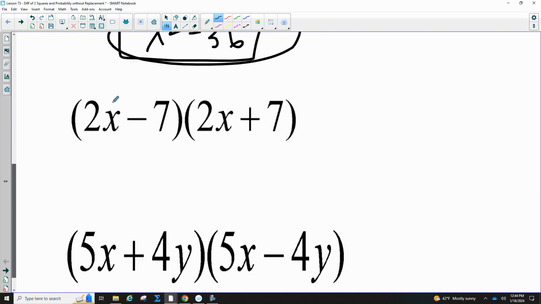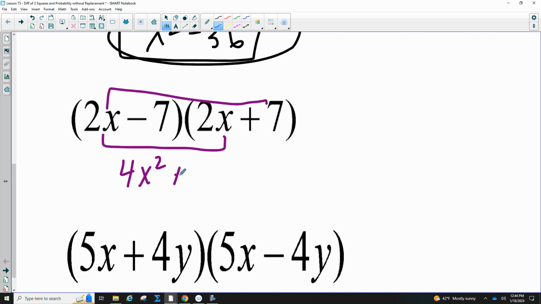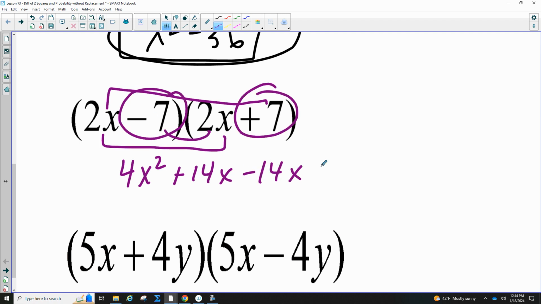Okay, let's try 2x minus 7, 2x plus 7. When I multiply this times this, I get 4x squared. Just watch. Don't write this down. And then I multiply 2x times 7. That's plus 14x. And negative 7 times 2x is negative 14x. And negative 7 times 7 is negative 49. And the middle terms cancel. What I have left is a difference of squares.